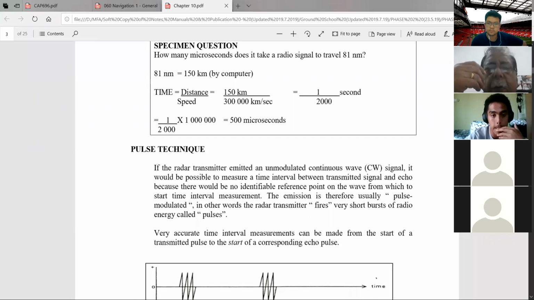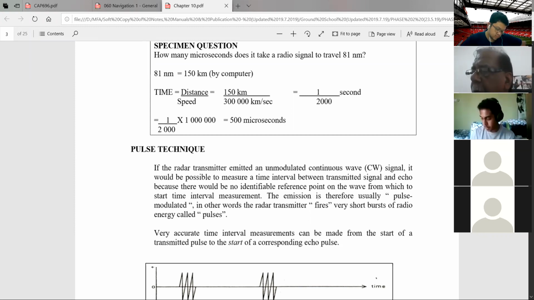Now say, for example, suppose my pulse length is 5 microseconds. What is the minimum range of that particular object, if my pulse length is 5 microseconds?